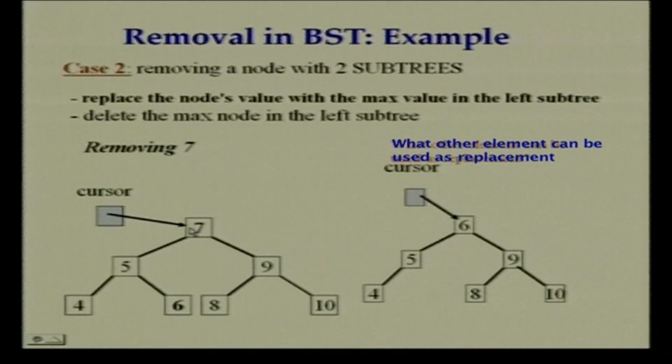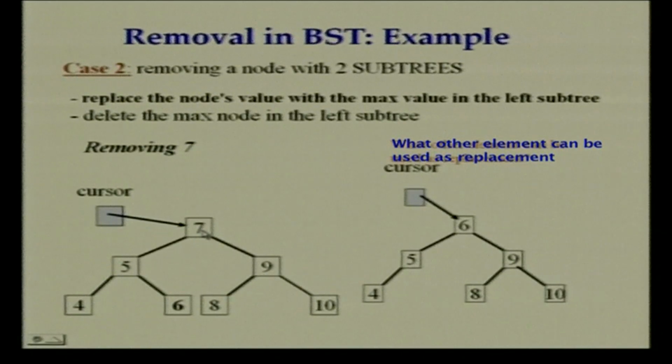This is the in-order predecessor. You can do it with the in-order predecessor or you can do it with the in-order successor. Let us first look at the in-order predecessor; both are correct. So, now suppose you have 7, which has both a left subtree and a right subtree. Before you start the algorithm, you have to find the in-order predecessor of 7.